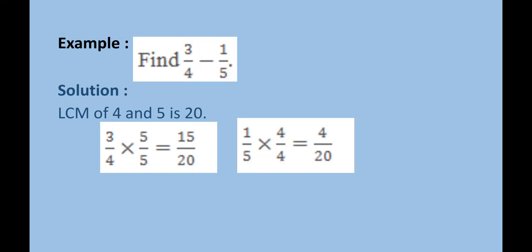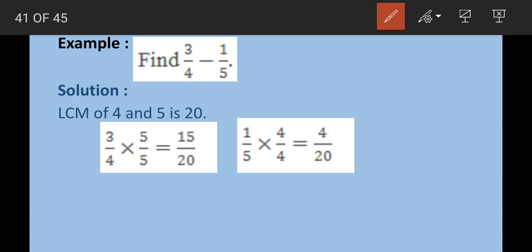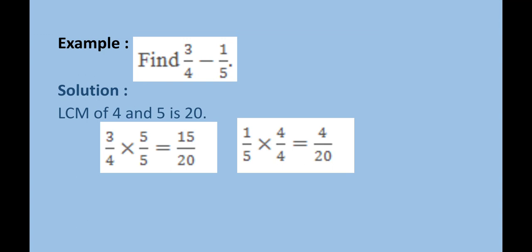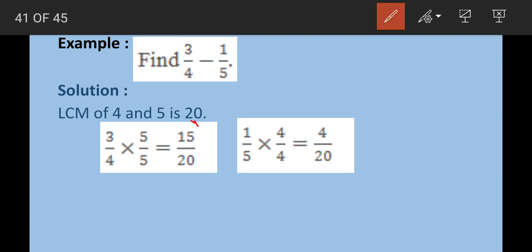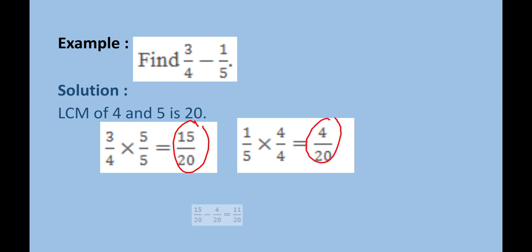Now come to the second one. We have to convert 1 by 5 into its equivalent fraction. 5 times 4 is 20. I have multiplied the denominator by 4, so we have to multiply the numerator by the same 4 also. So 1 times 4 is 4. Clear? So the other fraction becomes 4 by 20. Here we got the two fractions, 15 by 20 and 4 by 20. Next step is to subtract.